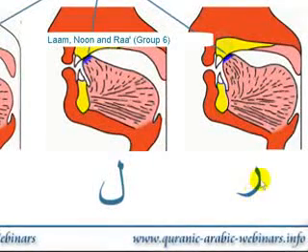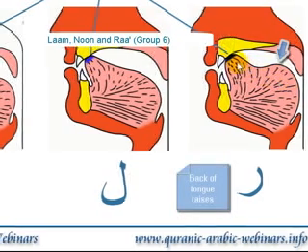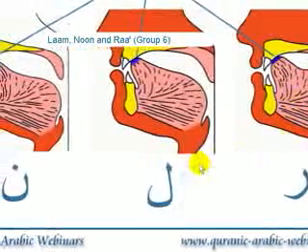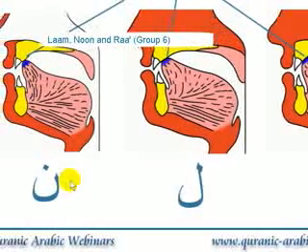So the first letter is the letter ra, ra, and you should notice when you say that the back of your tongue lifts up as well. Ra, ra. Next one is lam, lam. So a bit more pressure on the front of the tongue. The back of the tongue is as normal, it's not raised.